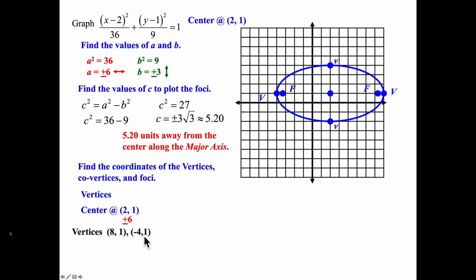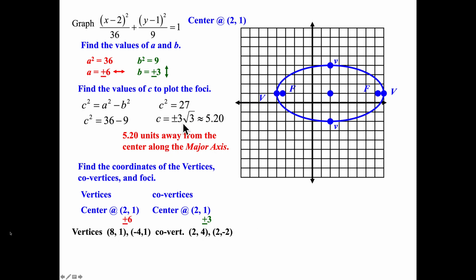You have to write the points out separately. You can't leave it as 2 plus or minus 6, comma 1. All right, you actually have to simplify those values. Co-vertices, we're going to add and subtract 3 to the y-coordinate, which is 1. So 1 plus 3 is 4. 1 minus 3 is negative 2. So we're at 2, 4, and 2, negative 2. X-coordinate didn't change for the co-vertices, just like the y-coordinates didn't change on the vertices.